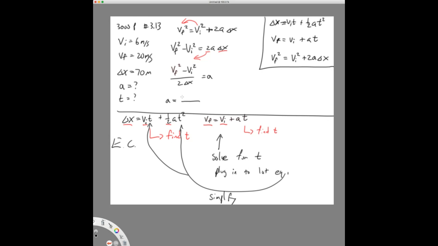So V final is 20. So 20 squared minus V initial, which is 6 squared, over 2 times 70. So let's get a number for that. I get 2.6, and the unit should be meters per second squared. Let me know if you got the same thing.